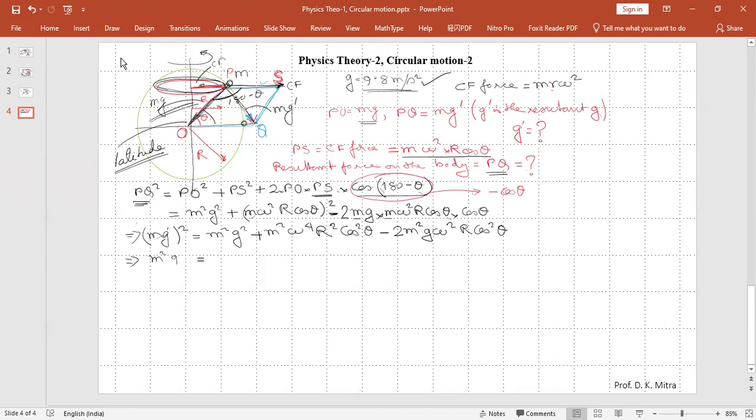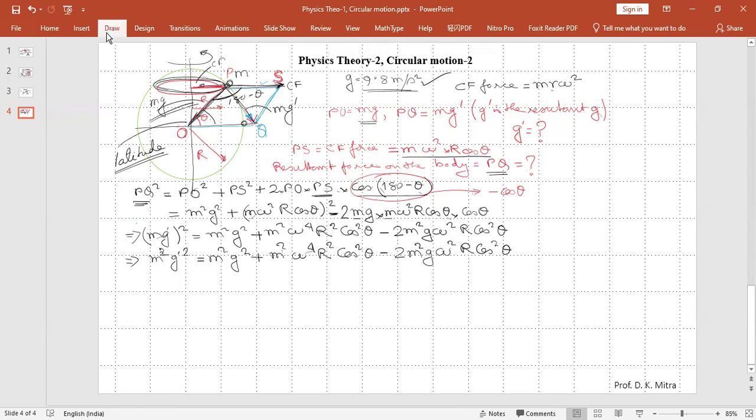m square g dash square. We write m square g dash square is equal to m square g square plus m square omega to the power 4 r square cos square theta minus 2 m square g omega square r cos square theta.